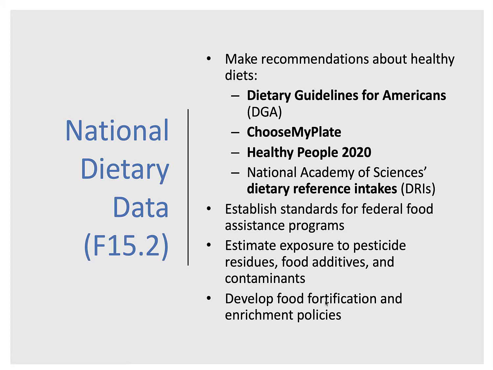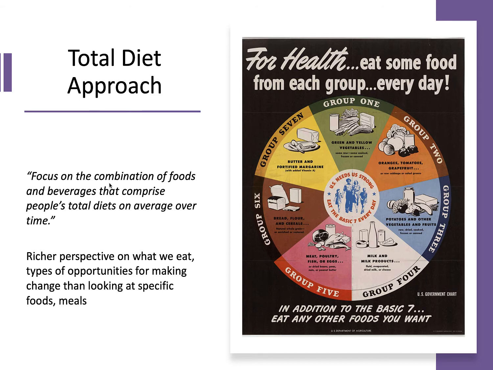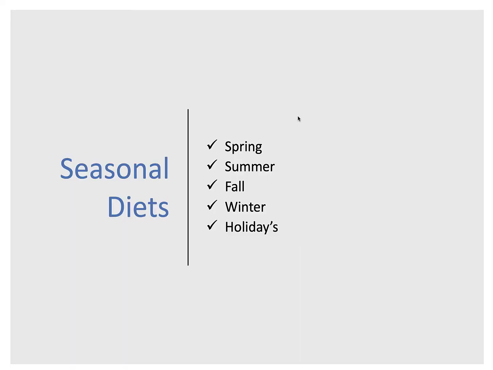Pesticide residues, food additives, fortifications. A lot of the foods that we eat are fortified, usually with vitamins and minerals, but they can do other items too. Total diet approach: you focus on the combination of foods and beverages that comprises people's total diets on average over time. So you've got to consider everything that you're consuming.